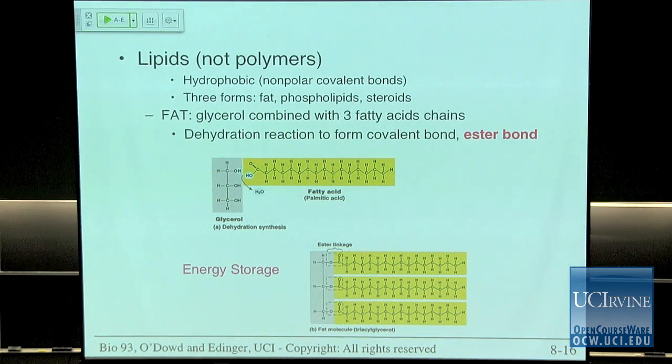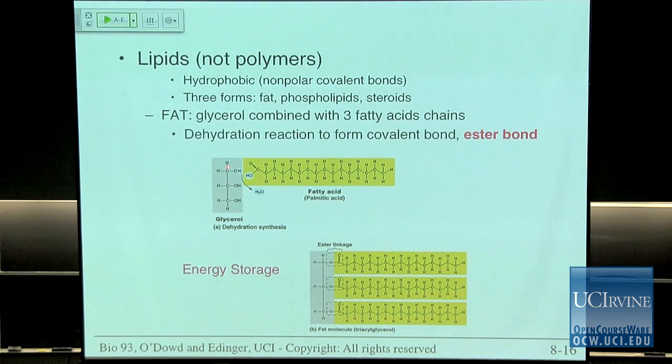Okay, moving on to lipids. Remember, they are macromolecules, but they're not polymers. They're hydrophobic because they're dominated by non-polar covalent bonds. And there are 3 forms that you have to know about: fats, phospholipids, and steroids. A fat is a glycerol molecule combined with 3 fatty acid chains. This is done by a dehydration reaction to form a covalent bond that's called an ester bond. So in lipids, it's an ester bond that links the subunits. In carbohydrates, it's a glycosidic bond.